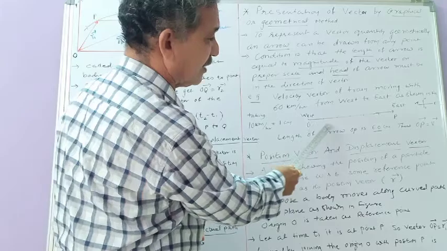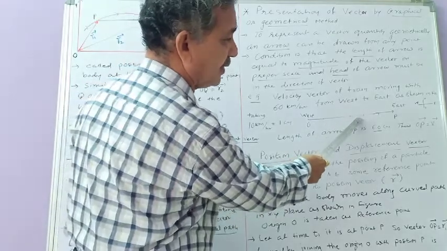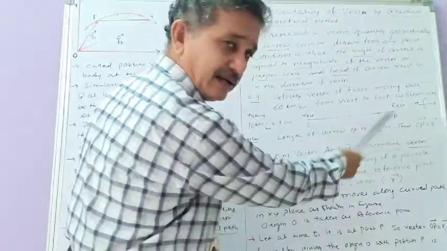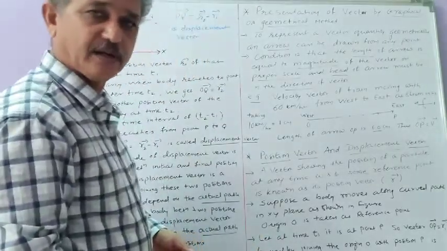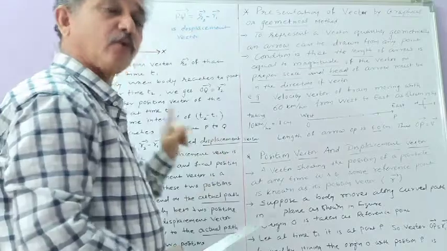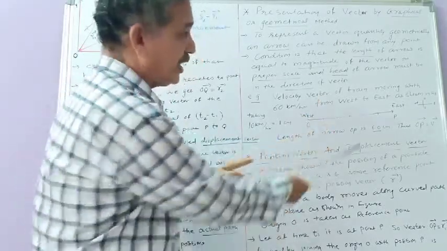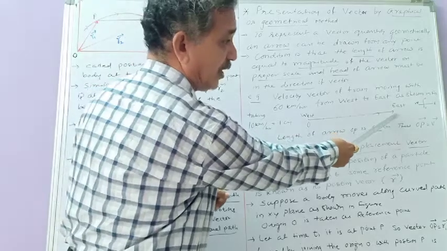This is 1 centimeter, 2 centimeter, 3 centimeter, 4, 5, and this is 6 centimeter. So this OP length is equal to 6 centimeters. And as the train is moving from Ahmedabad to Calcutta, that means from west to east direction, I have to just put an arrow at point P.